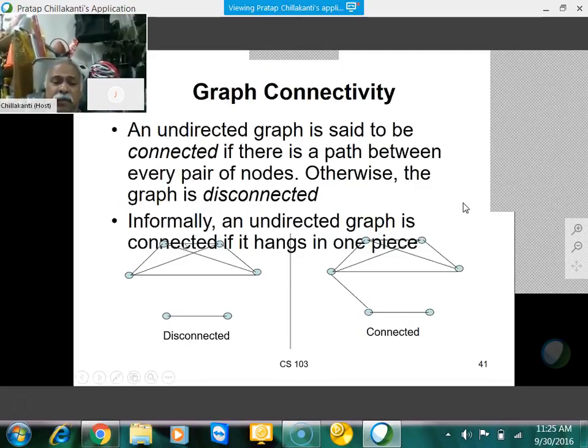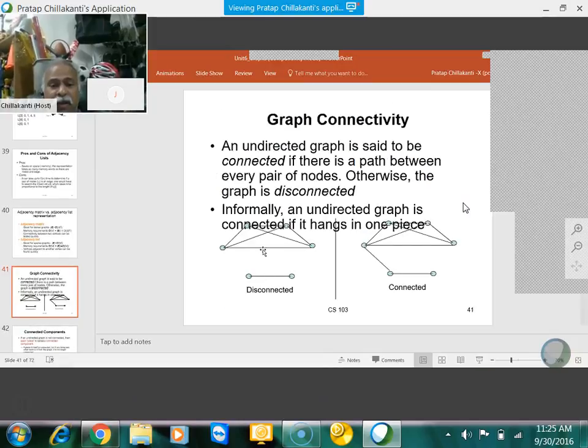A couple of concepts here. In case I did not emphasize it last class, let me put it here. Let me correct this one here.